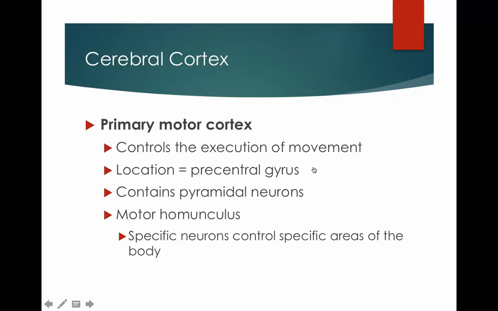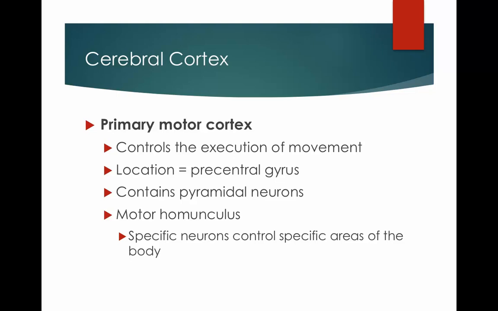So we'll start with our primary motor cortex, which is really who controls the execution of all of our voluntary movements. It's not necessarily controlling the movements as far as planning them or coordinating them, sequencing them, but it is who is actually going to dictate the motor output. So when we're ready to perform a movement, that electrical impulse is going to leave from the primary motor cortex. And we find that in the precentral gyrus, in that frontal lobe.